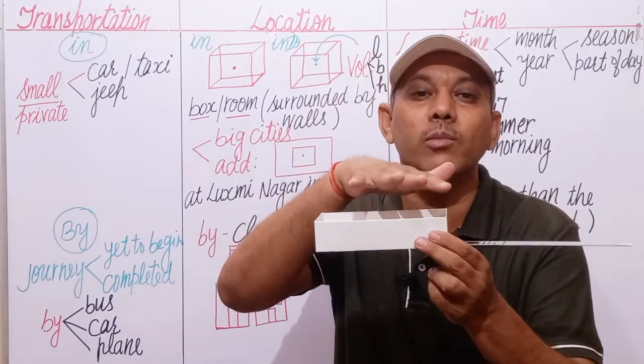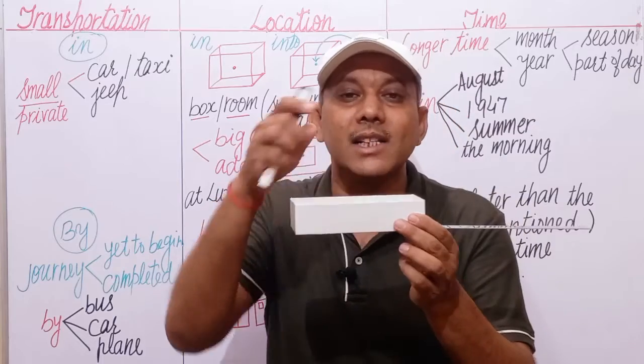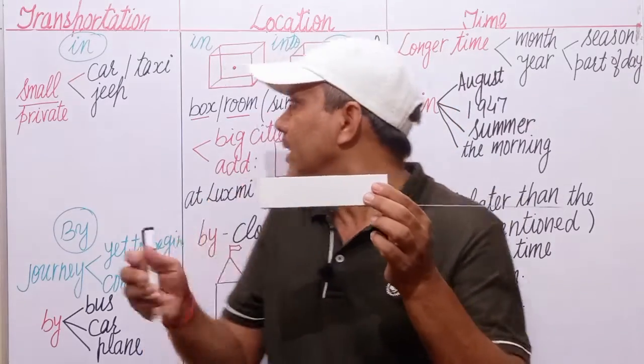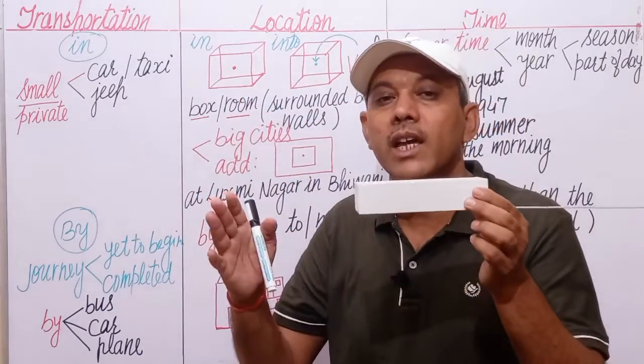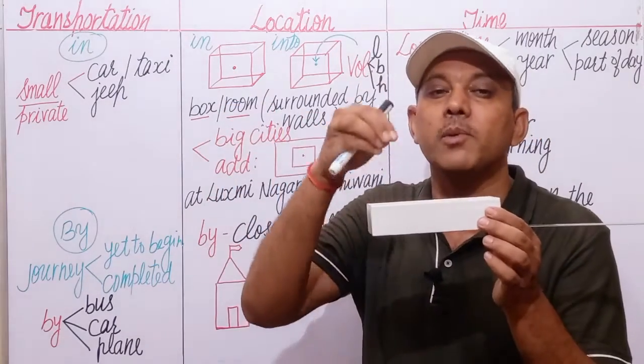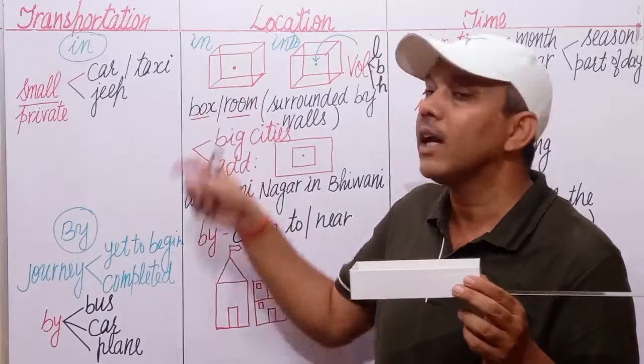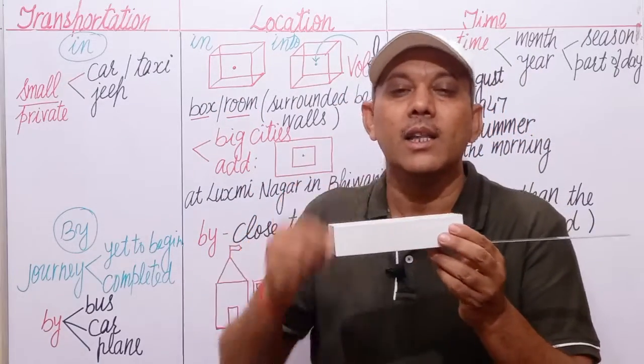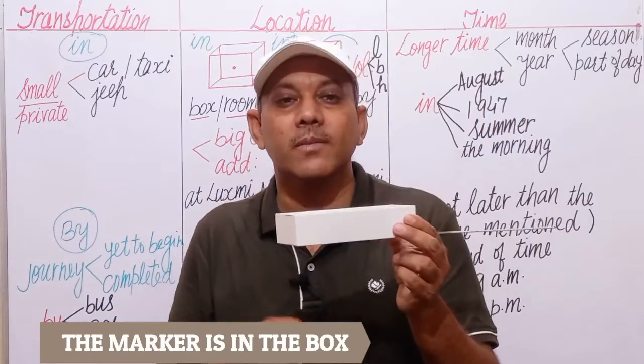It has volume. अगर वॉल्यूम वाले जितने भी हमारे बॉक्सेस हैं, रूम्स हैं, हाउसेस हैं, उसके एक अंदर कोई चीज अगर स्टेशनरी पोजीशन में है तो हम कहेंगे इन. वेयर इज द मार्कर? द मार्कर इज इन द बॉक्स.